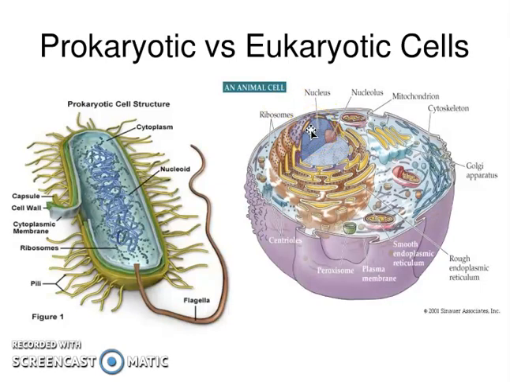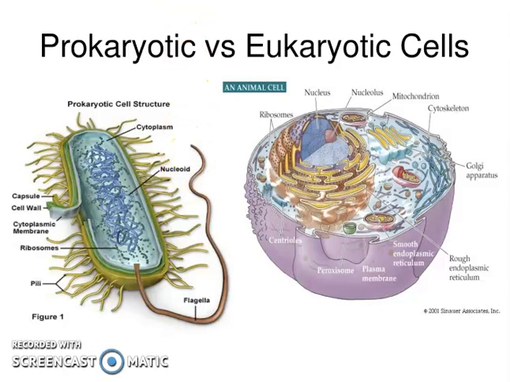Prokaryotic cells do have DNA, but the DNA is floating freely inside the cytoplasm and is not surrounded by a membrane. This region is referred to as the nucleoid, but because it's not surrounded by a membrane, it is not considered a nucleus.